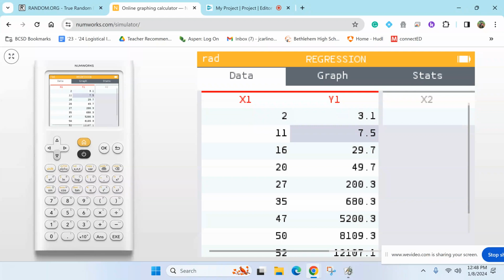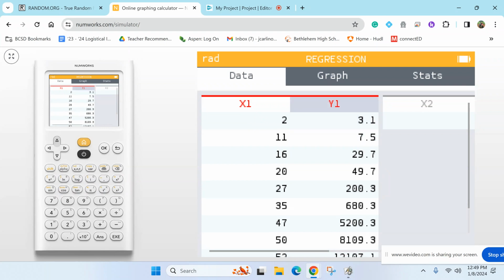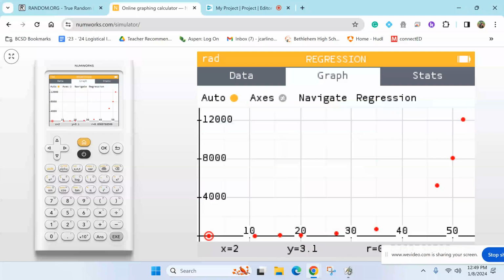I want to make sure we're all on the same page. Okay, we got them all typed in. Okay, now we go up to graph for me. Go up to graph, enter. All right, it'll show you what the graph looks like. All right, remember, it should look like an exponential graph, which it does.